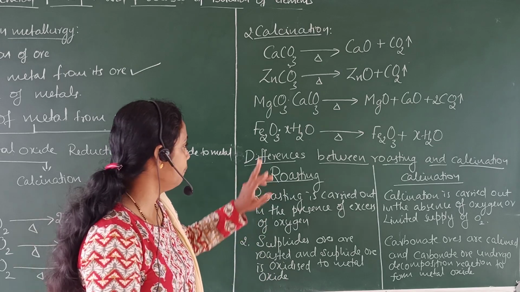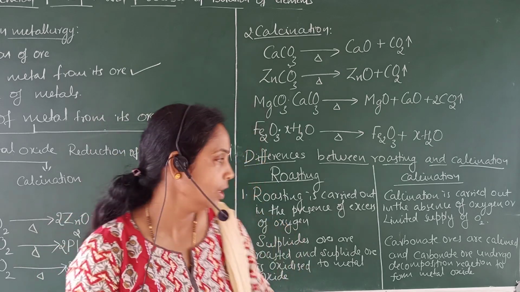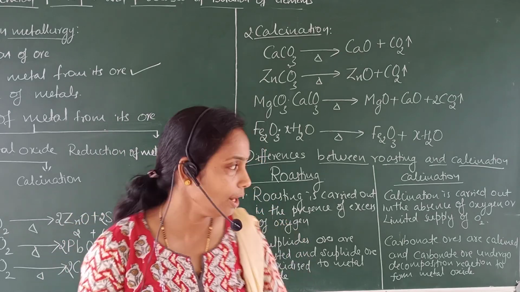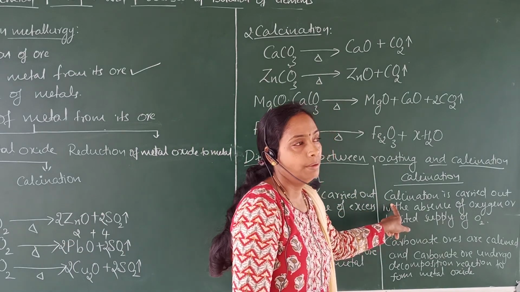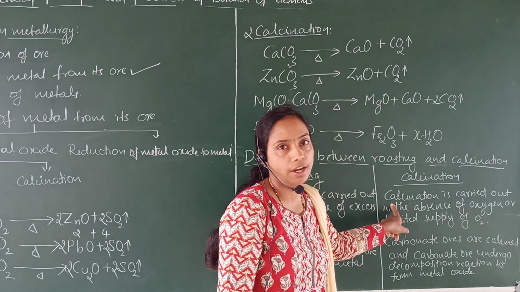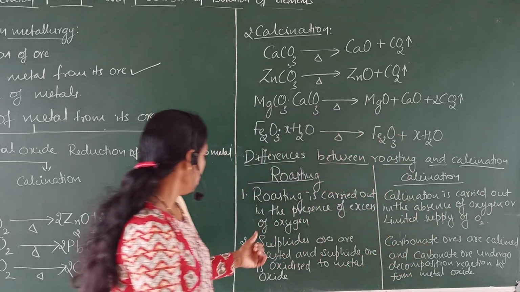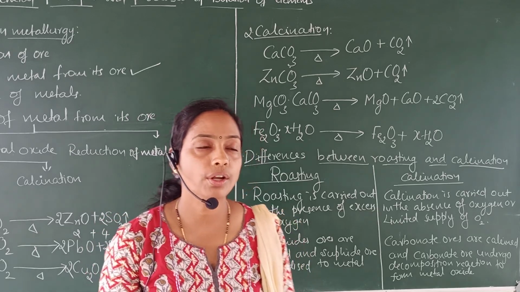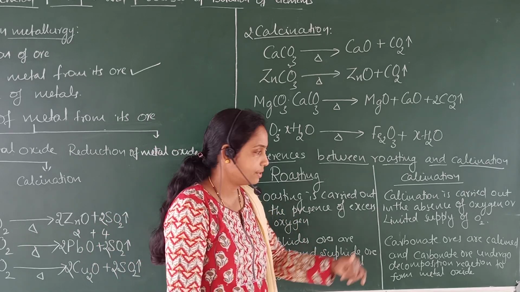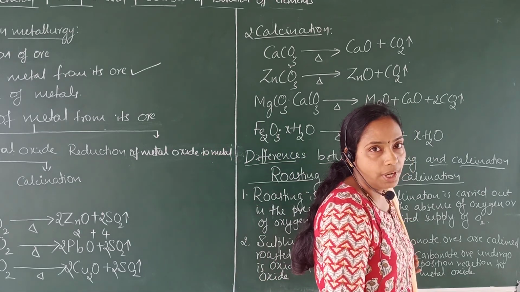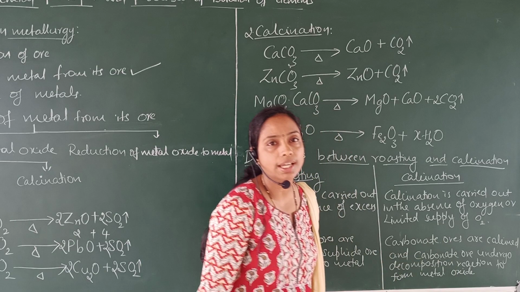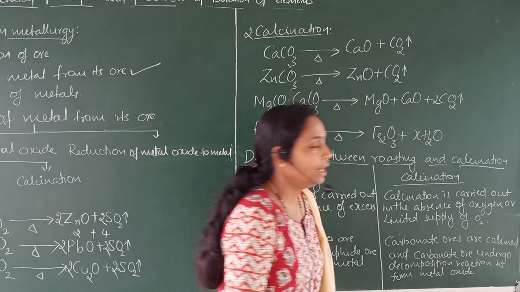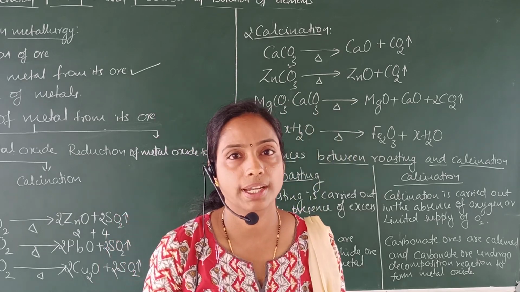I will repeat the differences between roasting and calcination. Roasting is carried out in the presence of excess of air. Calcination is carried out in the presence of limited supply of air or in the absence of air. And the second difference: usually sulfide ores are roasted and during roasting an oxidation reaction takes place, and usually carbonate ores are calcined and during calcination a decomposition reaction takes place and the carbonate is converted into the respective metal oxide.